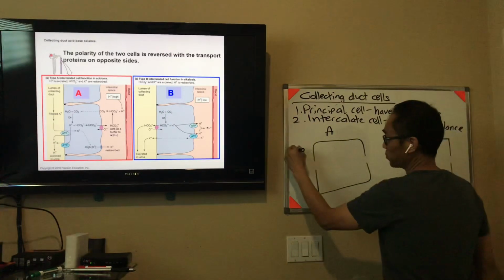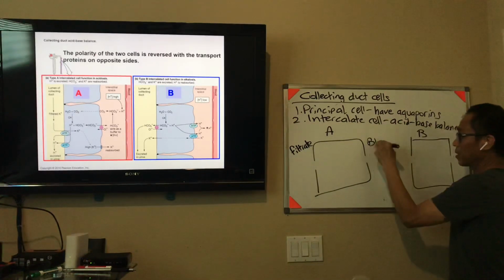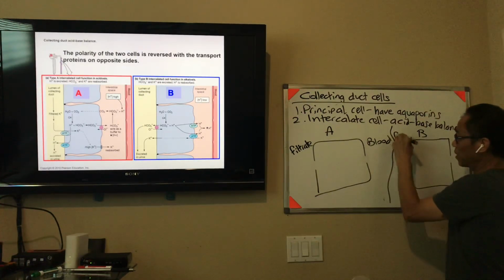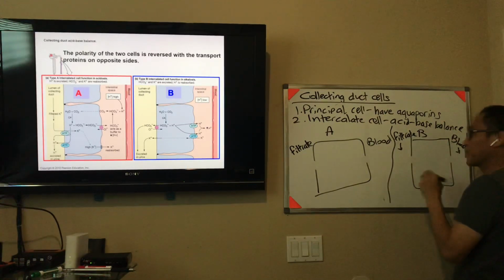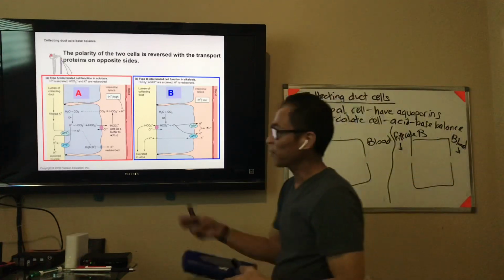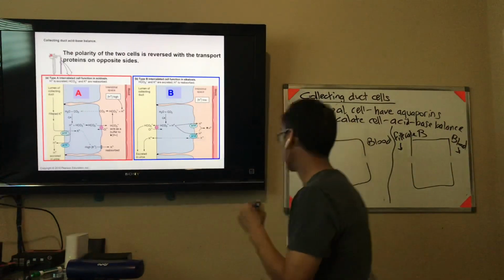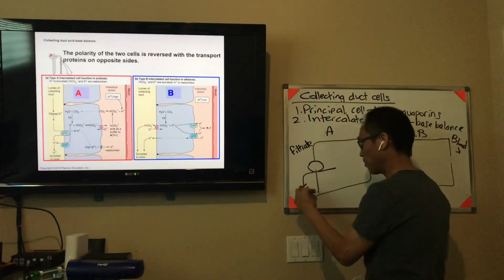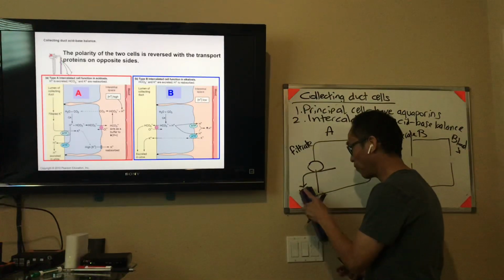so on this side is filtrate, and this side is blood, okay? And on this side is filtrate, right here, and this side is blood, on this side. And so for the type A's, they got the proton pumps on the luminal side. So basically, it's going to pump out the proton, and there'll be some kind of buffer to glob onto, right, that we talked about before.